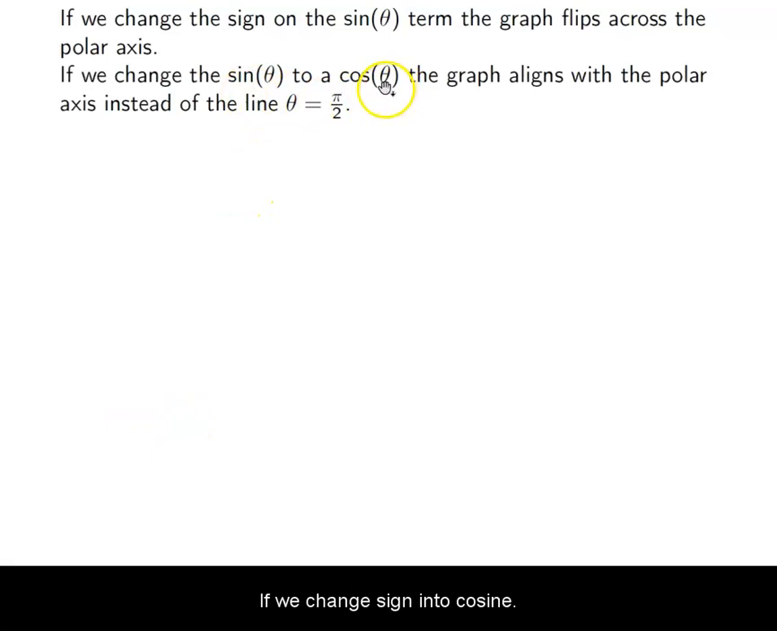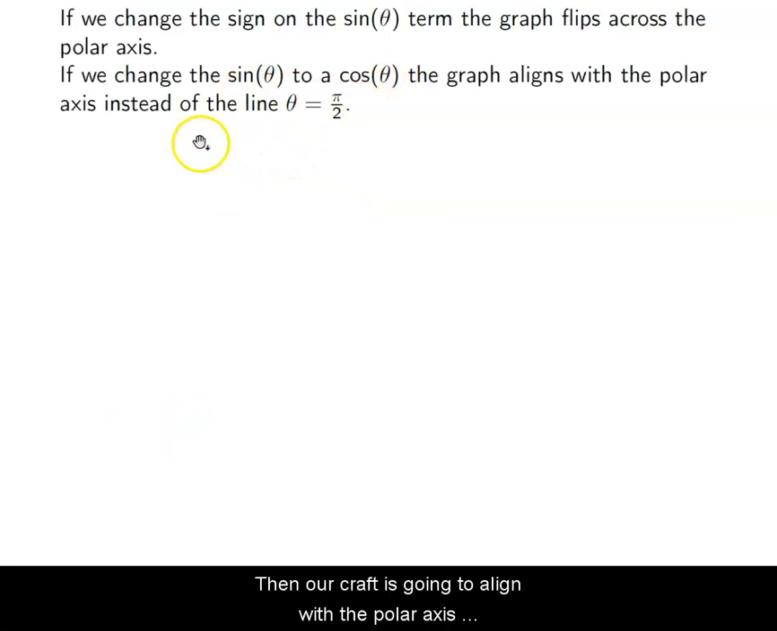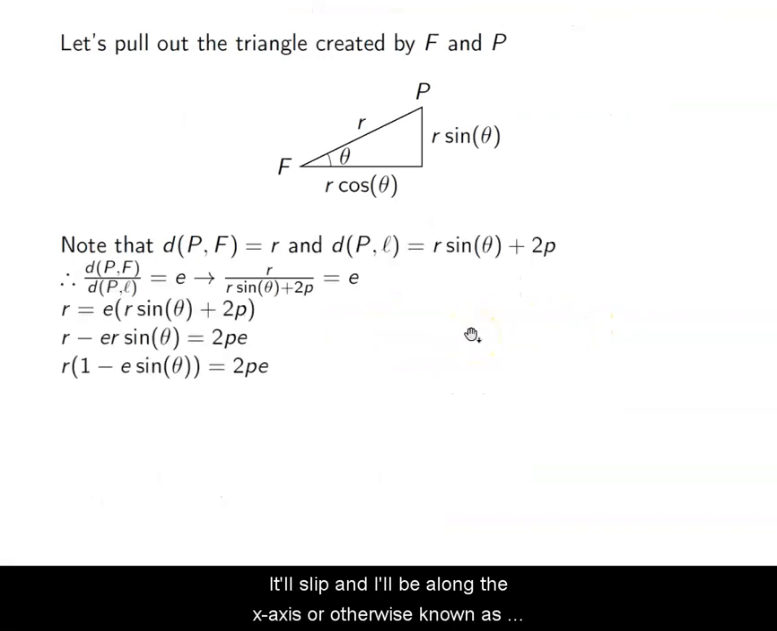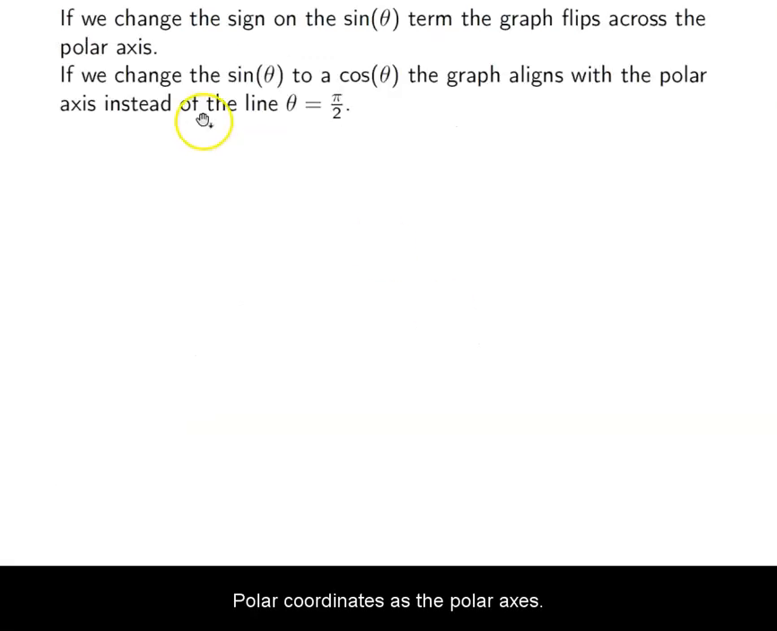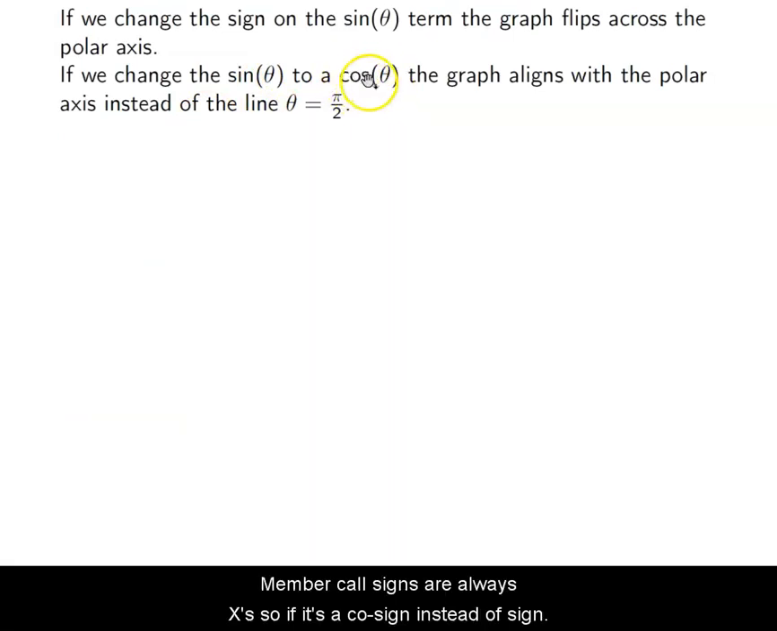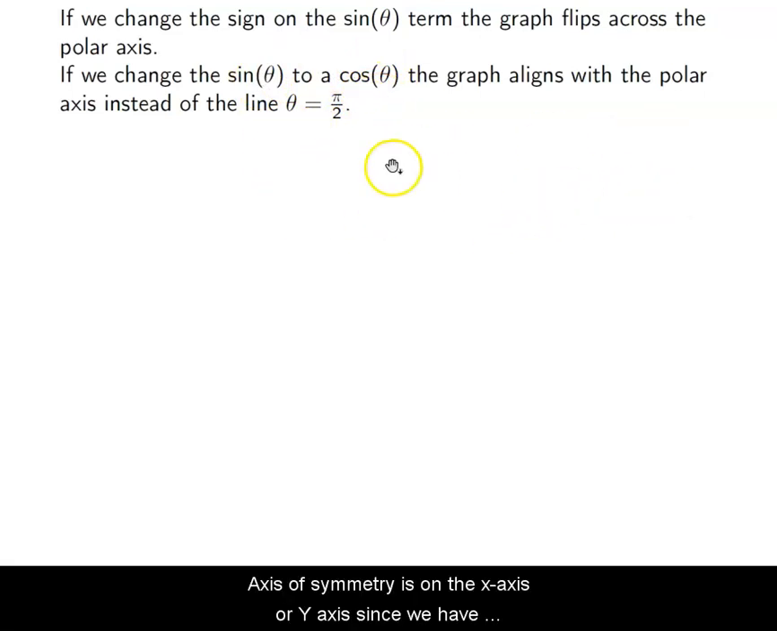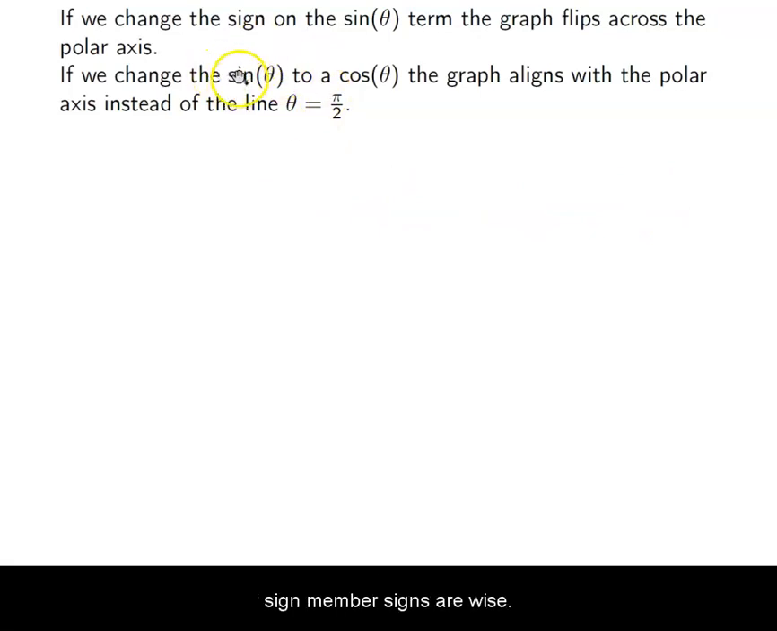If we change sine into cosine, then our graph is going to align with the polar axis instead of the theta equals pi over 2 axis. So when it's sine, it looks like this. It's right side up, regular. Remember, the pi over 2 line is the y-axis. So if we replace sine with cosine, it'll flip and be along the x-axis, otherwise known in polar coordinates as the polar axis. Remember, cosines are always x's, so if it's a cosine instead of sine, its axis of symmetry is on the x-axis or the polar axis. Since we have sine, remember sines are y's, it has an axis of symmetry on the y-axis.